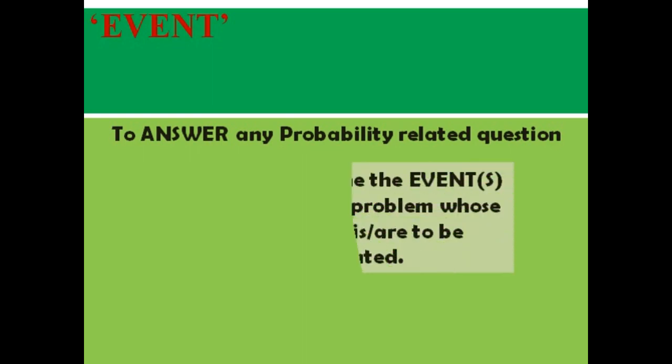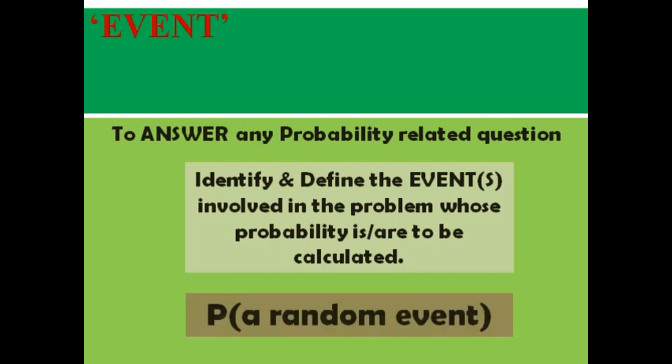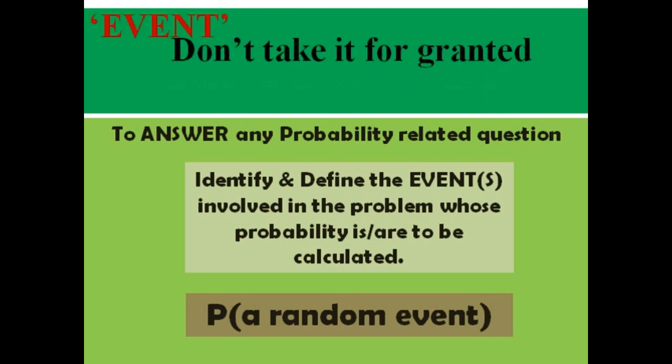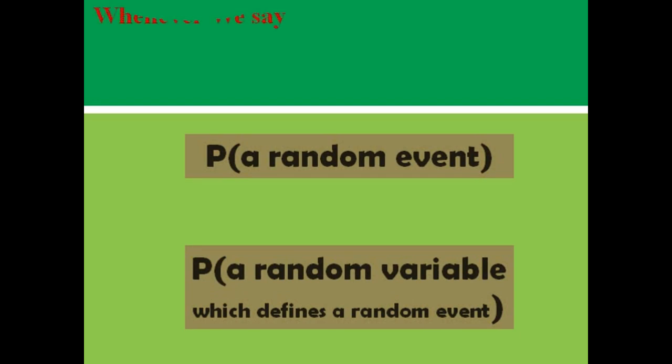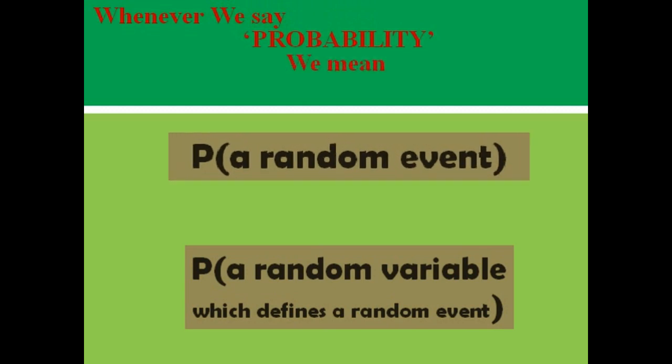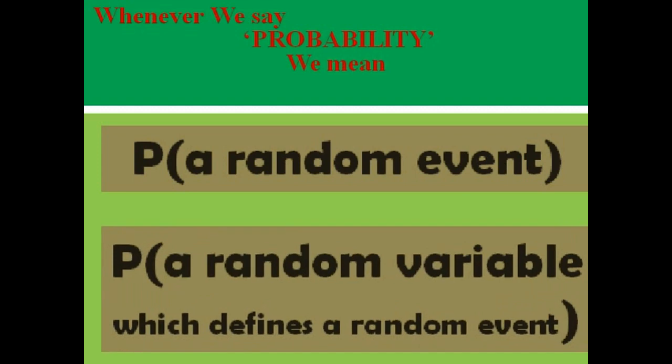The most significant term in the study of probability is event. If a student wants to study and solve probability problems confidently, he or she needs to identify and define the event involved in the problem whose probability is to be calculated. Because by probability we always mean probability of a random event. Whenever we use the term probability, we mean either the probability of a random event or the probability of a random variable characterizing that random event.